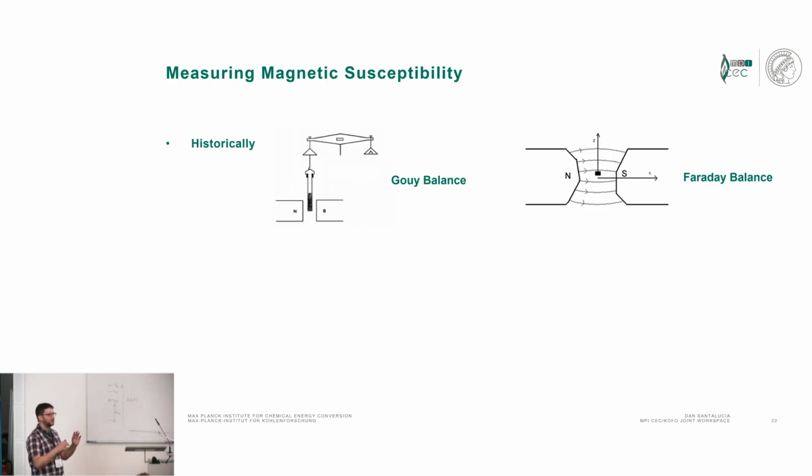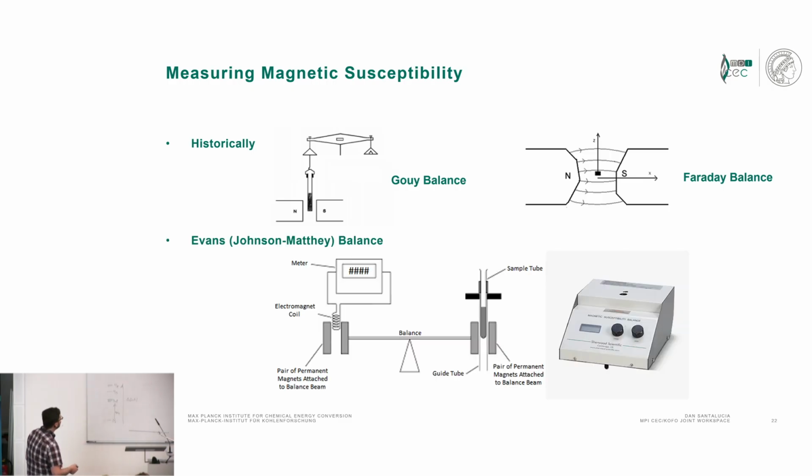We talked about how to correct for diamagnetism, but how do people handle measuring things? Historically, this was done using what's called a Gouy or a Faraday balance, but essentially it's a similar idea where you just put your sample in between 2 magnets and measure some effect. In the case of the Gouy balance, you measure how the apparent weight of a calibrated weight is changing, and you can use that to figure out the susceptibility.